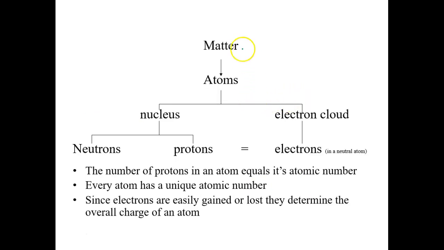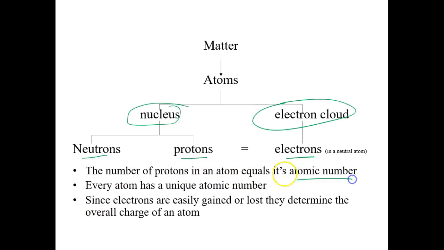All right, matter's broken down like this. We have matter, they consist of atoms. Atoms consist of a nucleus and an electron cloud. Inside the nucleus, we have the neutrons and the protons. Inside the electron cloud, we have the electrons. The number of protons in an atom equals the atomic number. I'm saying this again because it's important. Every atom has a unique atomic number. It's the identity. Since electrons are easily gained or lost, they determine the overall charge of the atom. We'll come back to that in the next unit.